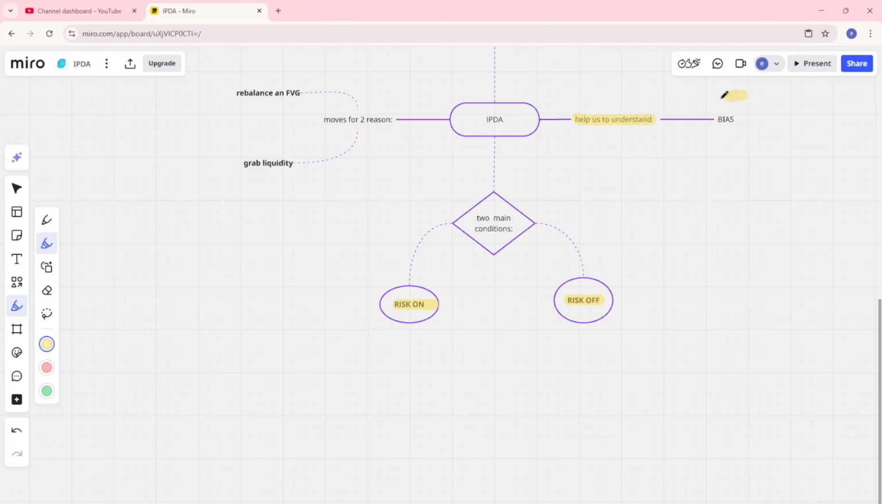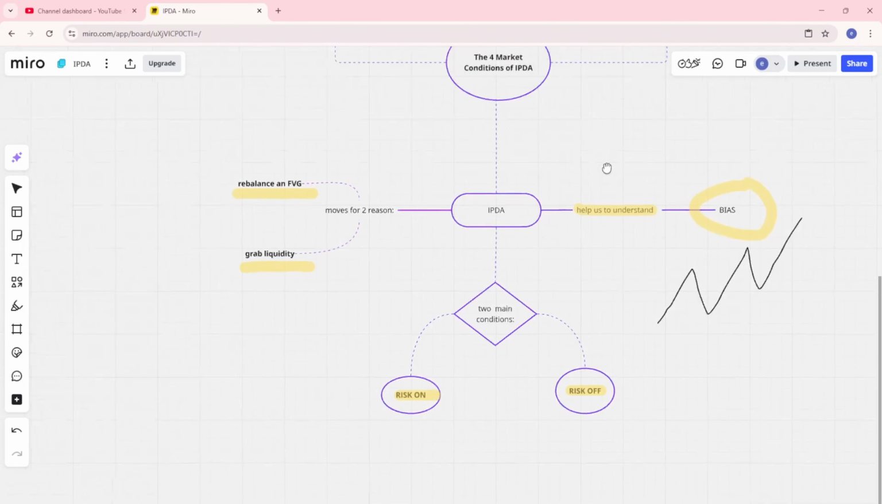Now that we understand what IPDA is and in which conditions IPDA can work, IPDA also works for two reasons. The first reason is to grab liquidity, which means moving past old highs or lows. And the second one is to rebalance an FVG, which means to correct a past move that left an imbalance. So this is all that you need to know about the technical side of IPDA.